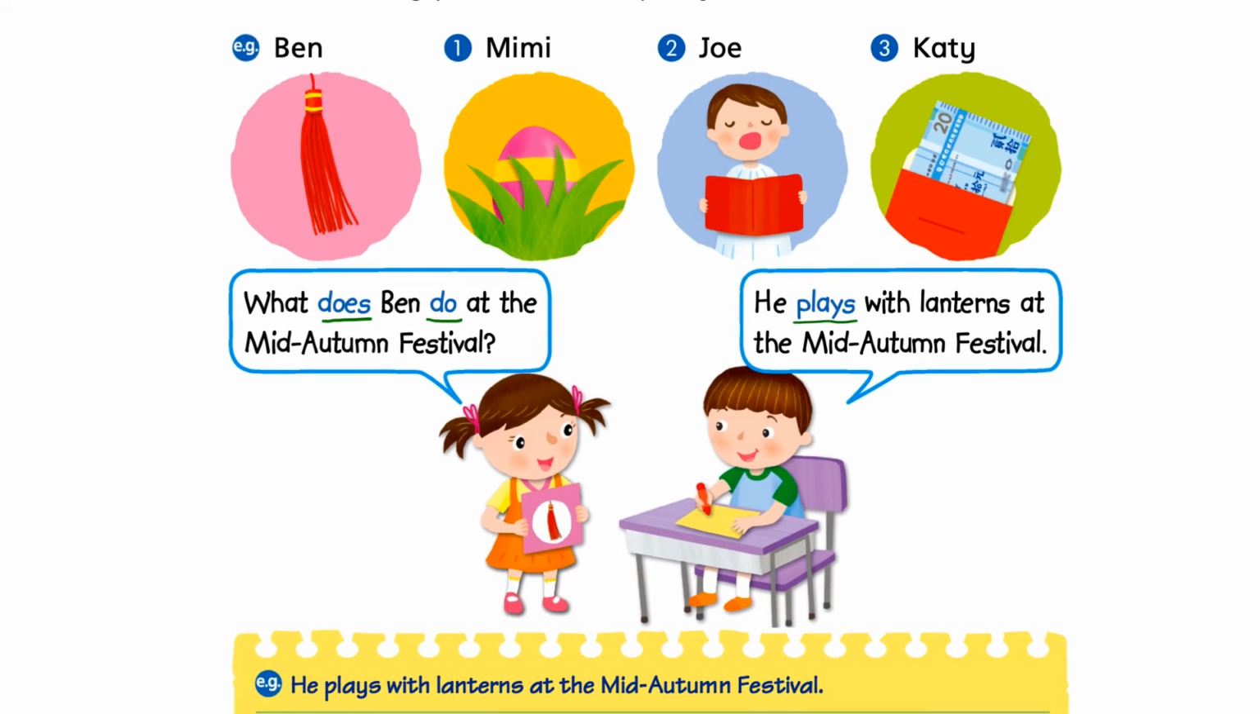Now let's think about the question for number 1. Mimi. Easter. The question is, what does Mimi do at Easter? Do you know the answer? She goes on an egg hunt at Easter. How do you spell goes? G-O-E-S. Yes, for the verb go, we put es at the end.